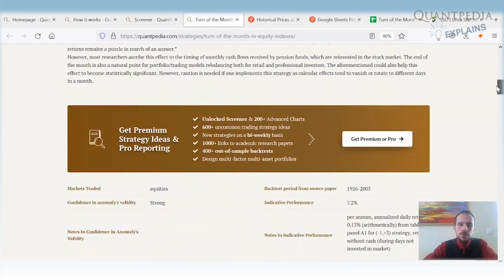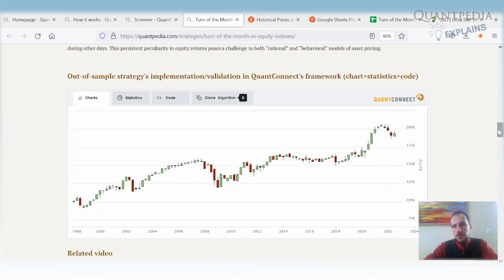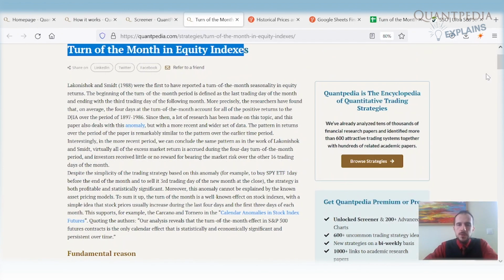Backtested performance of such a strategy is interesting and it performs significantly well in the last years. And we will try to backtest this strategy by using EOD Historical Data.com. I will show you how.